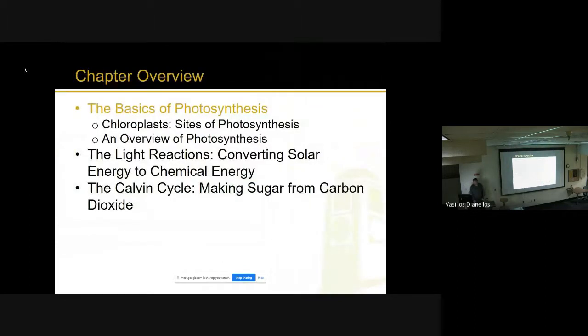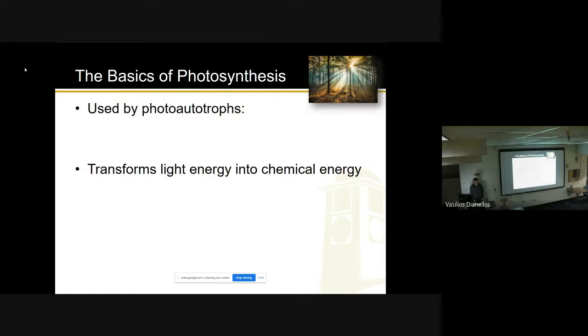First, we're going to talk about the basics of photosynthesis, the same way we did with chapter 6. Remember chapter 6, we had the big overview, and then we went in and added the details. We're going to do the same thing here. And we're going to give you some background information that you need to know before we actually get into the nuts and bolts of the process. All right. Photosynthesis is used by photoautotrophs. That includes plants, algae, and certain bacteria. I'm not going to ask you about that on the exam. That's just for your own information.